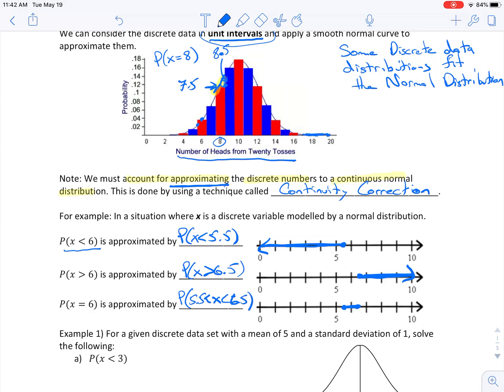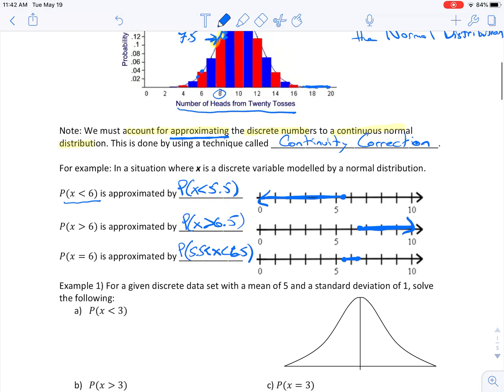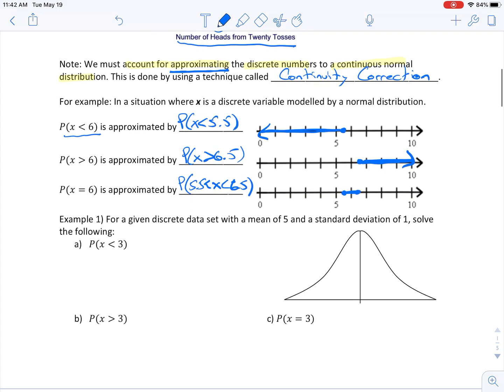And it does create a little bit more work, but it's the way we can approximate discrete data into a continuous situation. So here's a really basic example. It says for a given discrete data set, and we're assuming it fits the normal distribution, let's say it has a mean of 5 and a standard deviation of 1. So if I wanted to solve the probability of less than 3, knowing that it is discrete, really this should be the probability of x is less than the lower limit of that unit of 2.5.